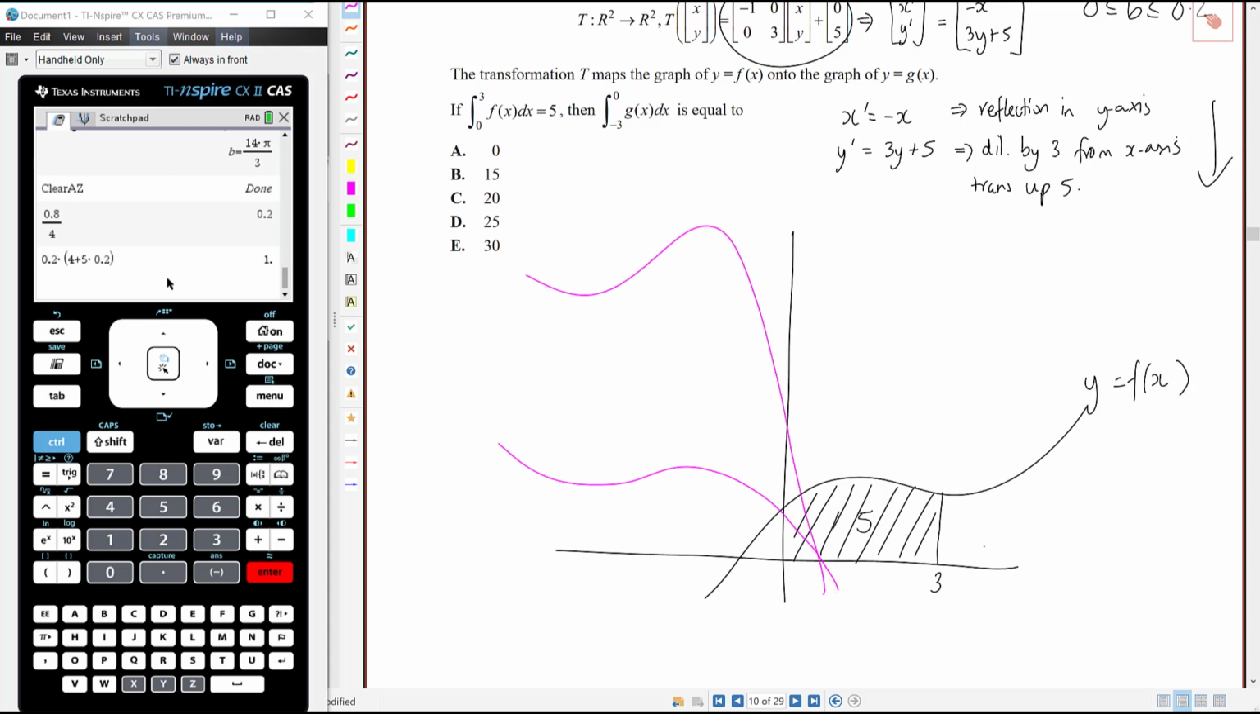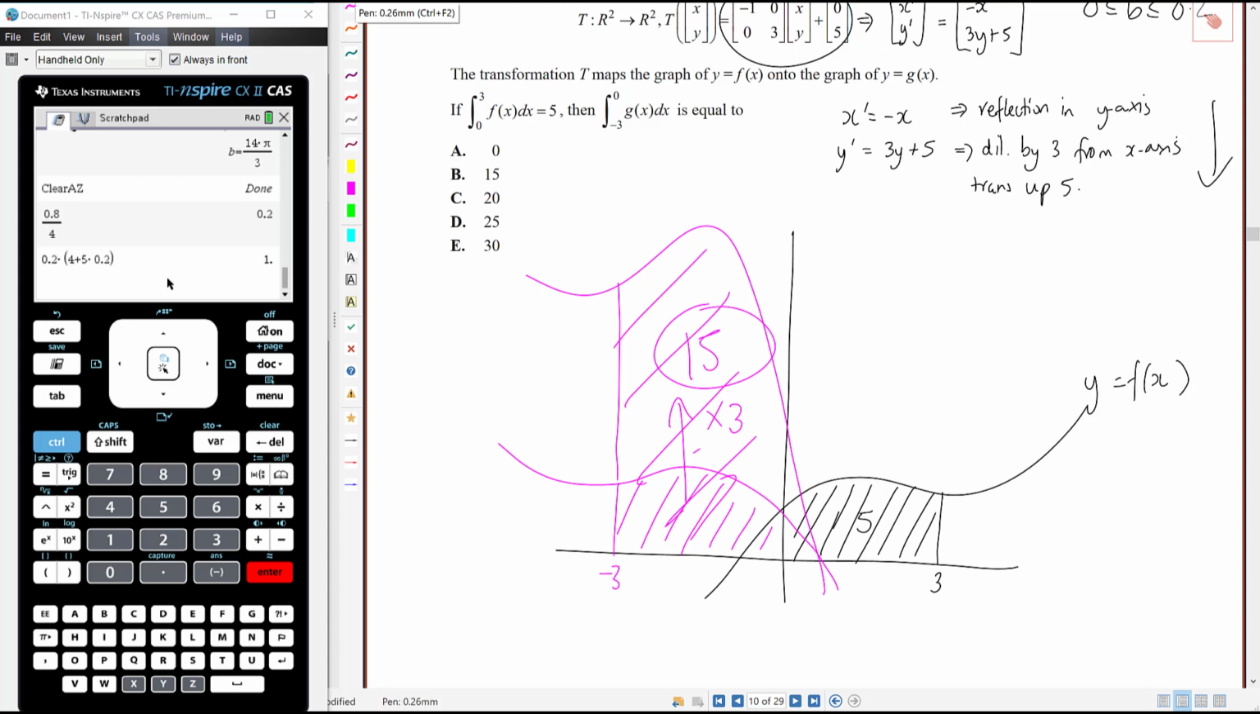So if we think about what's happening with the area, when we flipped it, what we now know is that the area between negative 3 and 0 would have been the same. Then if we're now multiplying it, dilating it by a factor of 3 from the x-axis, we're multiplying that area by 3. Okay, so now that area there is, in total, 15. It's 3 times 5. And then we're also going to shift this graph up by 5.